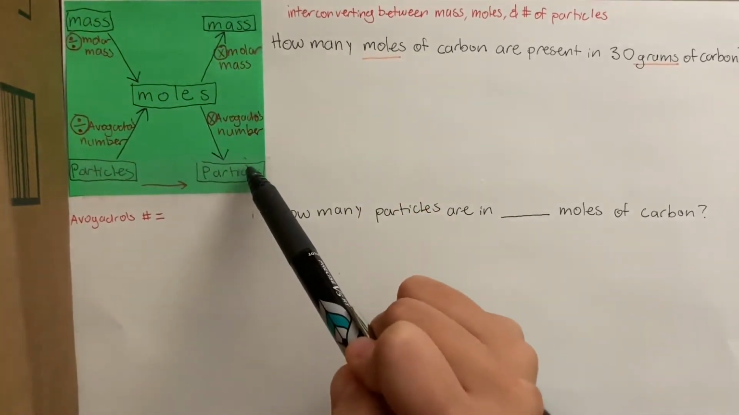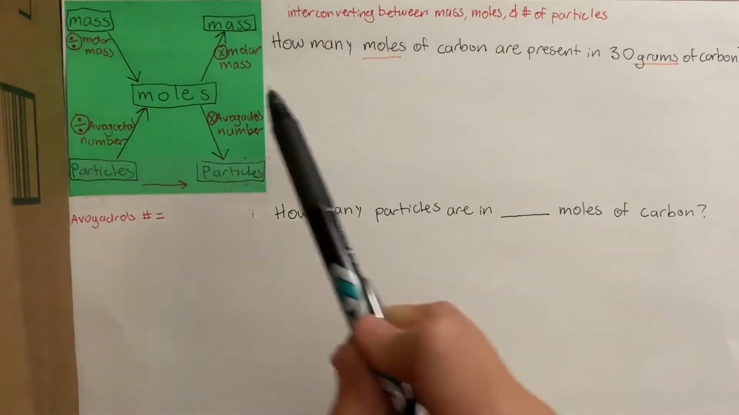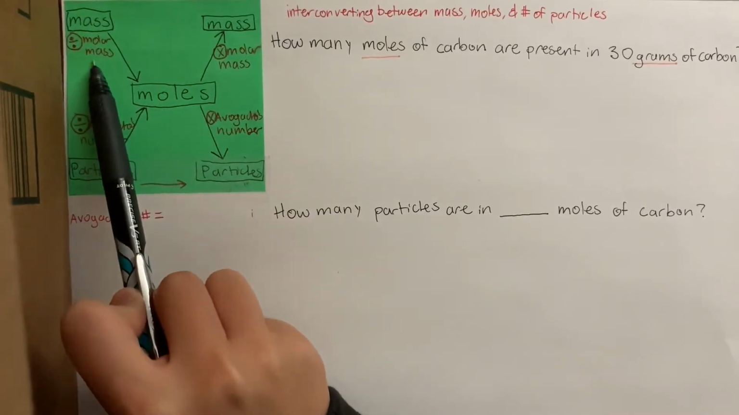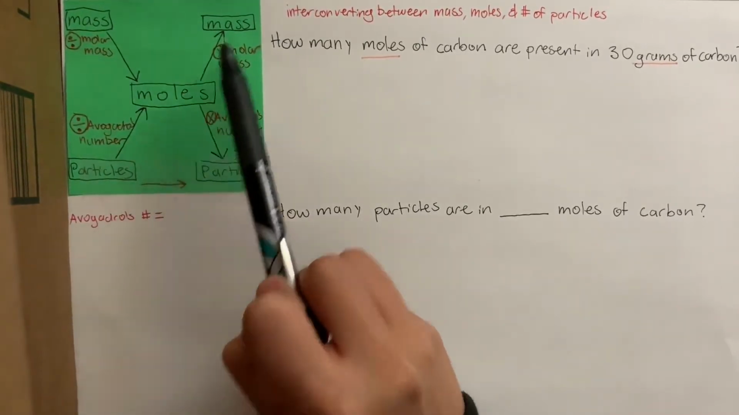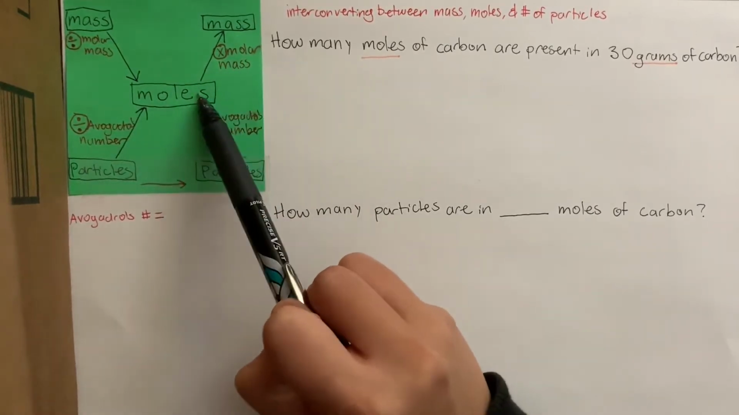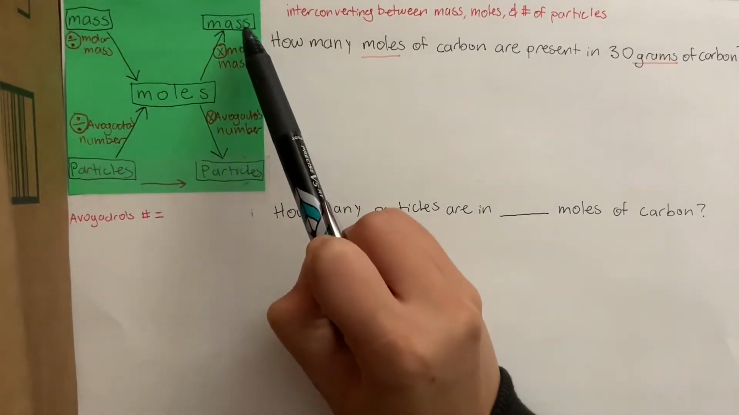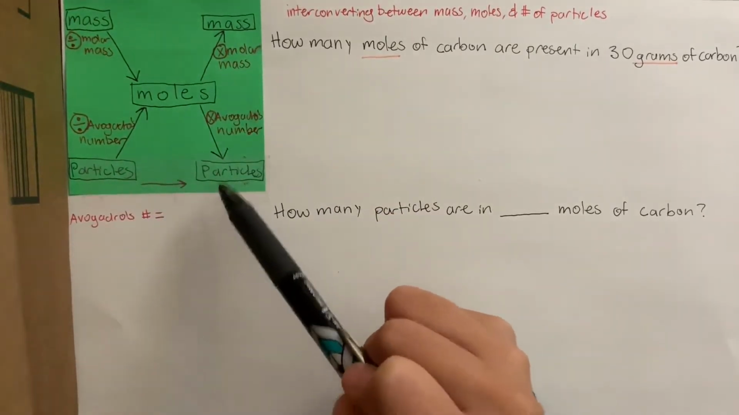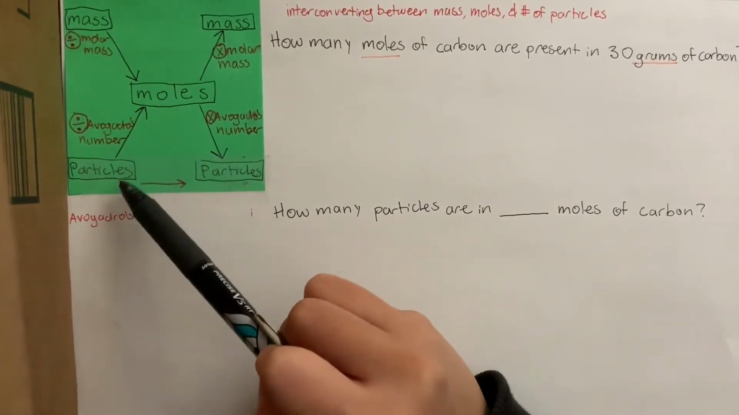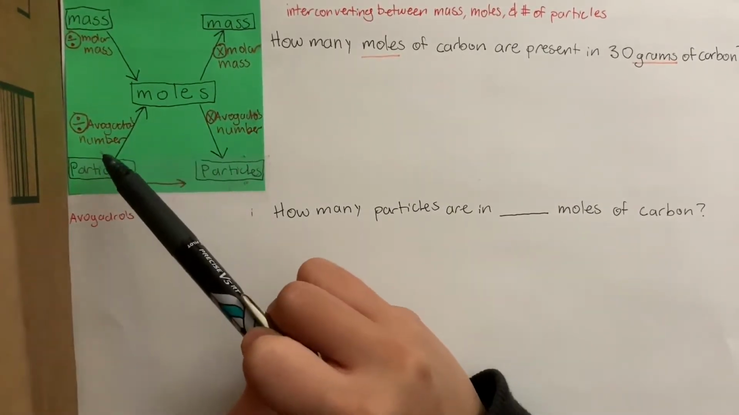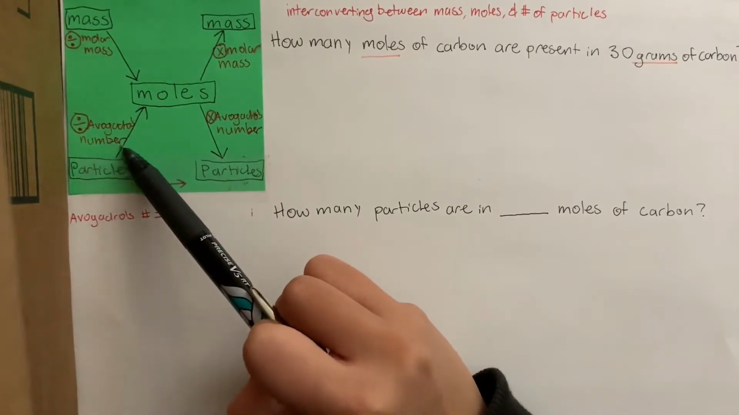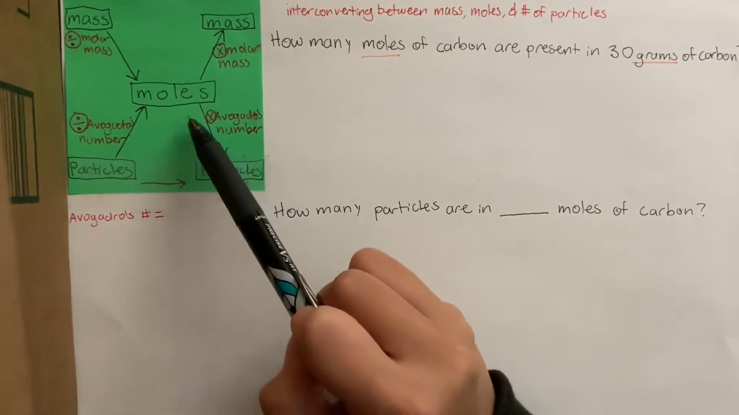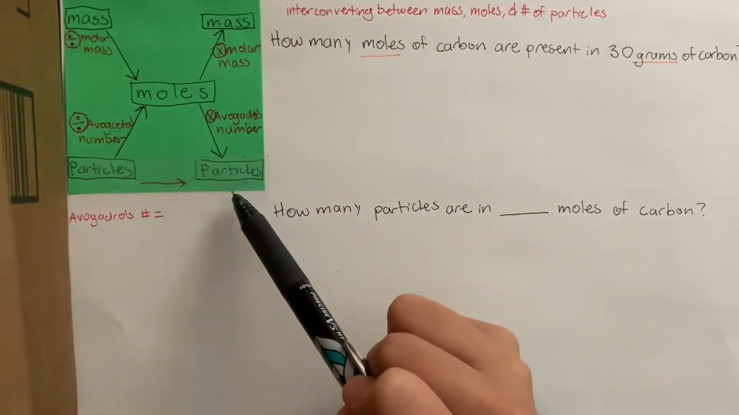do with multiplication. So for example, if you want to convert from mass to moles, you would divide mass by the molar mass to get moles. If you want to convert moles to mass, you would multiply moles by the molar mass to get the mass. The same idea applies to when you're trying to get particles, interconverting between particles and moles. So if you want to get moles, you would divide the number of particles by Avogadro's number to get moles, and if we want to get particles, you would multiply Avogadro's number by the moles to get the particles.